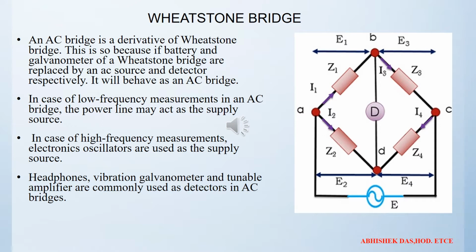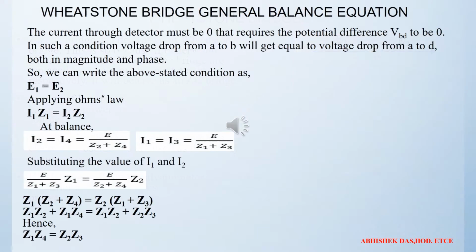In case of low frequency measurement in an AC bridge, the power line may act as the supply source. In case of high frequency measurement, electronic oscillators are used as the supply source. Headphones, vibration galvanometers and tunable amplifiers are commonly used as detectors in an AC bridge. And this is the balance equation of the Wheatstone bridge. In this bridge we have to calculate the impedance value of each arm, and you can see the equation from the circuit of the Wheatstone bridge.